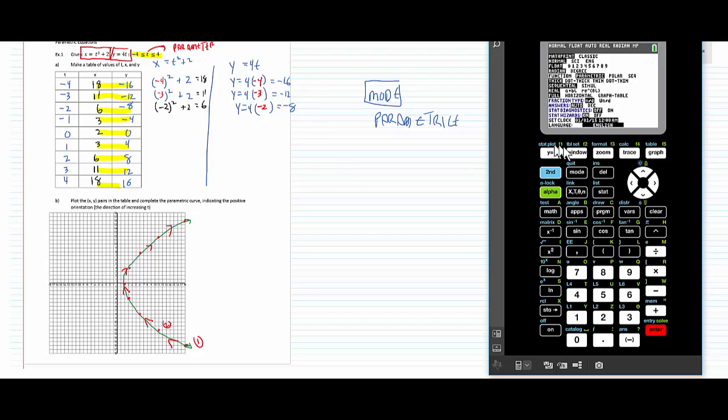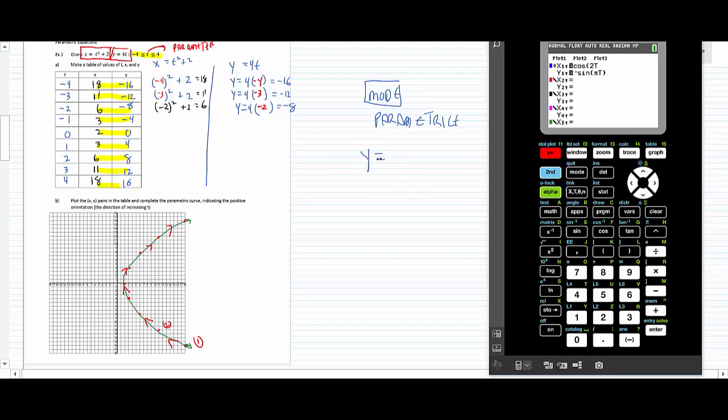Now, when you press y equals, you're going to notice that everything's totally different. You're going to get an x of t and a y of t like this. I need to change this real quick because I was working on this for my trig class. Let me get a line on here.